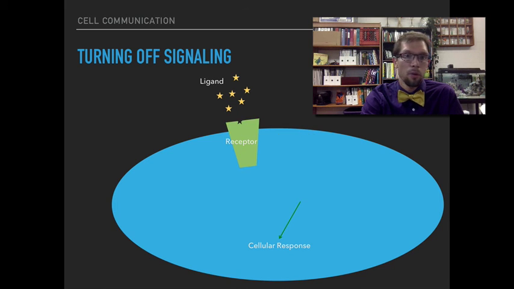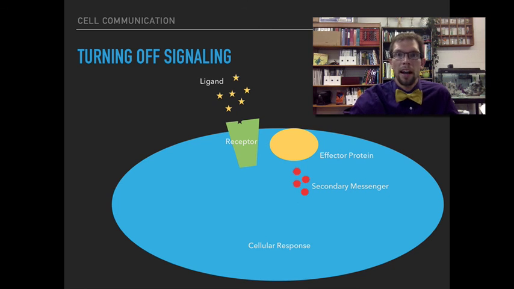You can remove or change the effector proteins, which will change or remove the second messengers that are there. Finally, even though you have these second messengers, they can act on these different response proteins, which was indicated by this green arrow here, and this in turn can lead to the cell not responding to the message like it normally would.